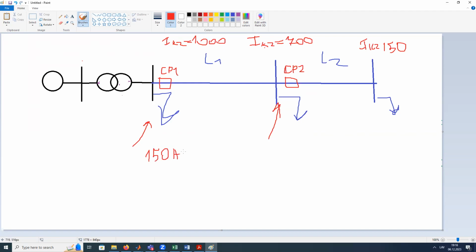And what is for CP2? For CP2, 700. 100? Okay, 700. Let's write 100. Okay. You're almost right.